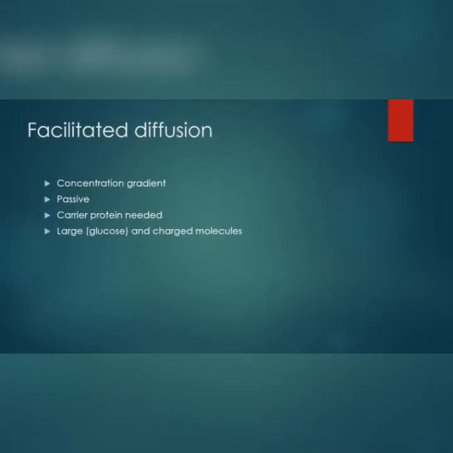The second diffusion is called facilitated diffusion. It also requires a concentration gradient. It doesn't require energy, it's passive. It requires carrier proteins, and it's for large molecules or charged molecules such as glucose.